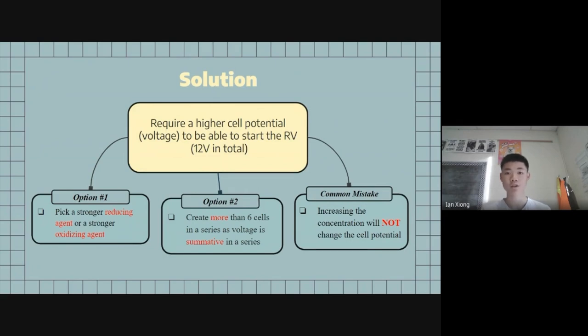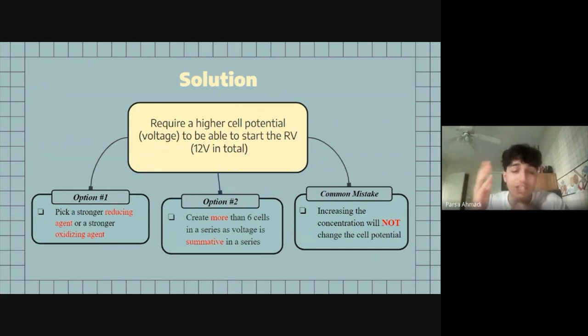But Parsa, can't we just increase the concentration as well? Because if we increase the concentration, we'll have more electrons produced and more voltage. Well, that's actually a very common misconception. So people think by increasing the concentration, we can have more reactions occur. But that's not actually true because the voltage calculations have to do with the physical property of each element. So the concentration changing won't really affect the voltage at all.